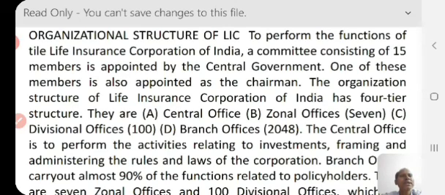So the committee comprising 15 members is appointed by the central government or national government. Among the 15 members, one of them is appointed as the chairman to that committee.